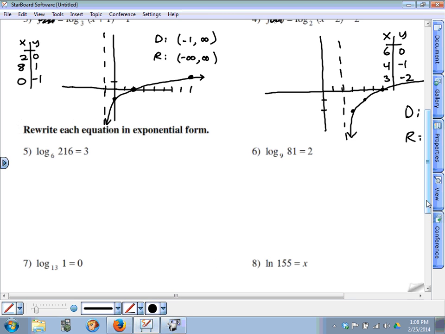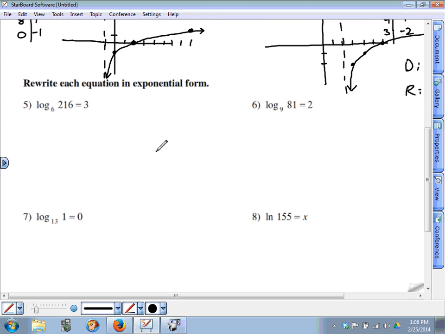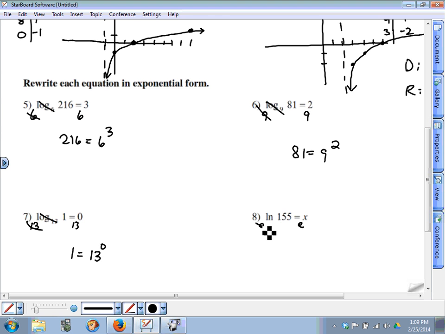Okay, this next section is pretty easy, just rewriting. If it's in logarithmic form, you can exponentiate using the same base. So you have 216 equals 6 to the third. Here you use a base of 9. So that's gone, and you have 81 is equal to 9 squared. Here you can use a base of 13. So that's gone. You have 1 is equal to 13 to the 0 power. Here you use a base of e. You have 155 equals e to the x.